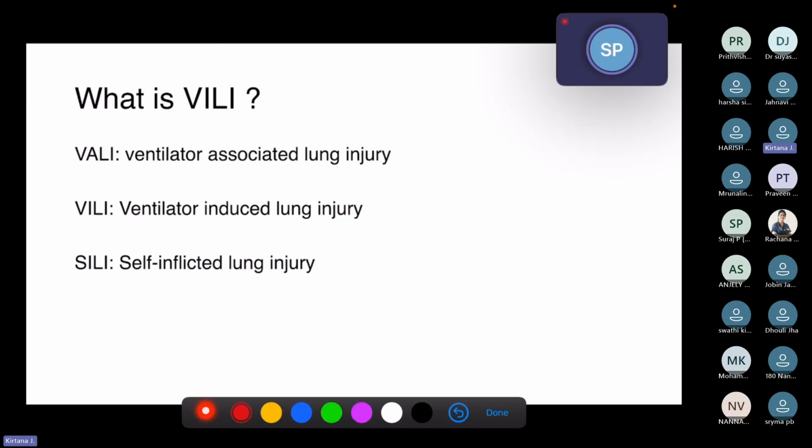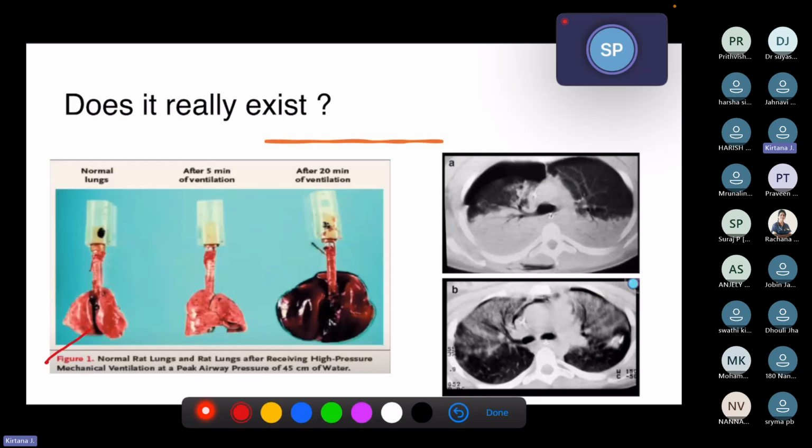Now, the first question is, does it really exist? Is there something that is known as ventilator-induced lung injury? When I was doing my MD medicine, probably the second year, I was not aware of such a term. So this is just an example where a rat's lung was actually ventilated. Normal rat's lung was taken out and it was ventilated on positive pressure ventilation. So this is at room air in normal lungs when the rat was spontaneously breathing. And after 5 minutes, you can see there is some edema that is developing.